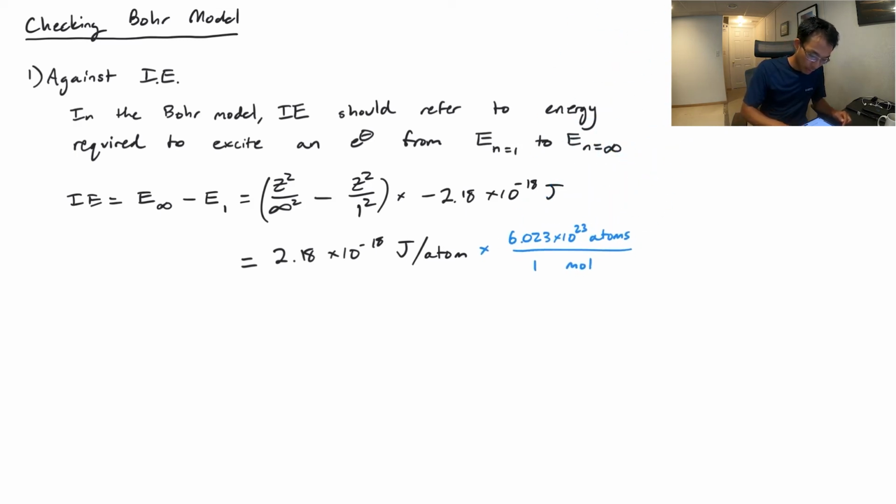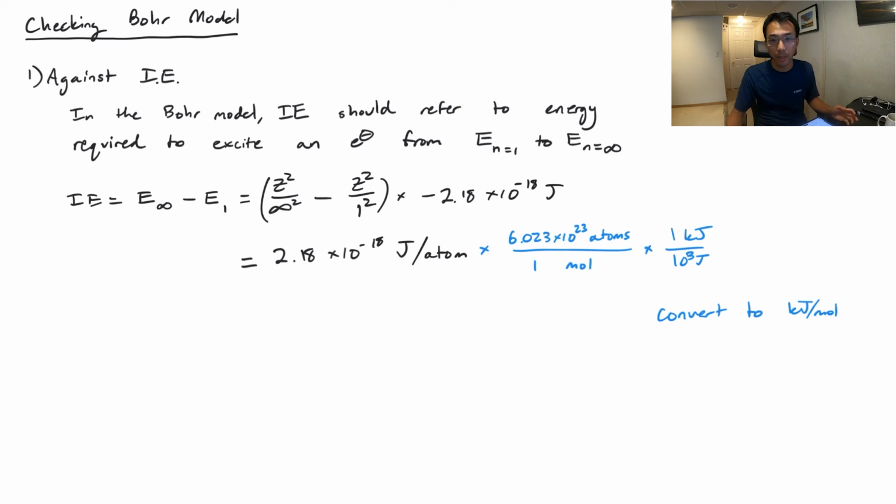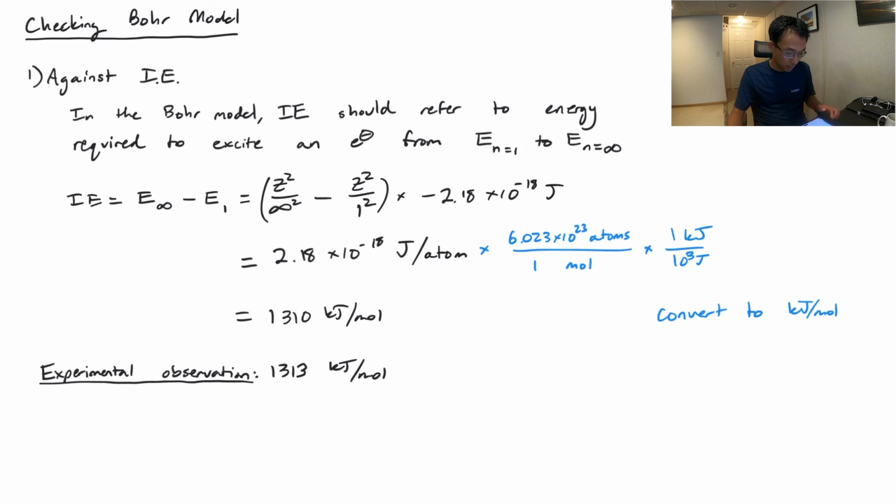Let's convert that into kilojoules per mole, just because that's a more typical way chemists think. So instead of one atom, we'll think about a mole of atoms. That comes out to 1,300 kilojoules per mole. If you look at the experimental data for hydrogen's first ionization energy, what you get is pretty close, 1,312 kilojoules per mole. Actually very close, surprisingly close, I'd say.